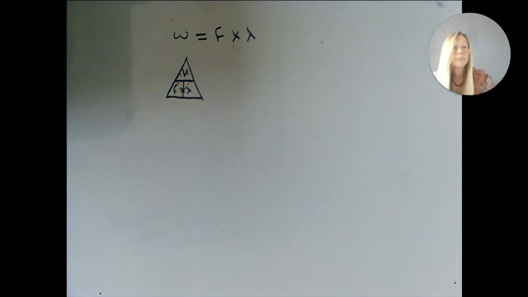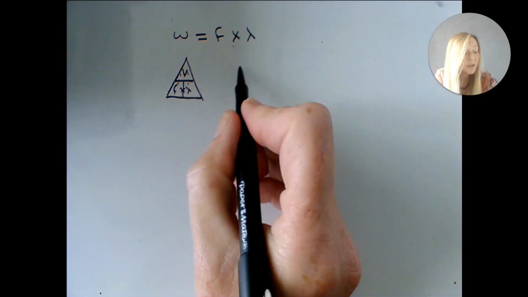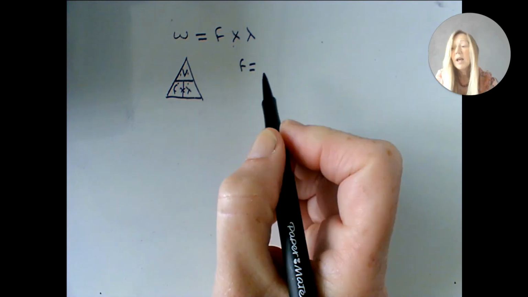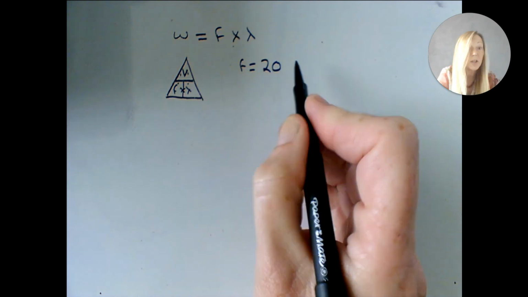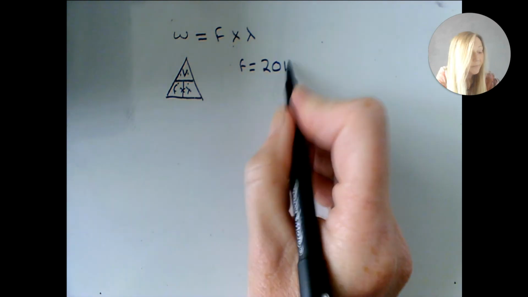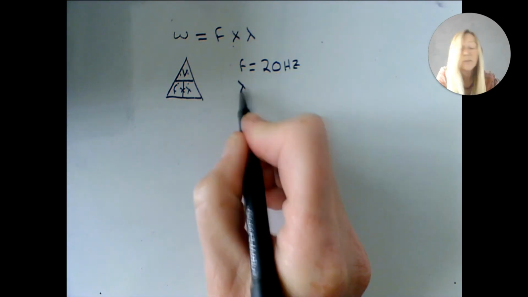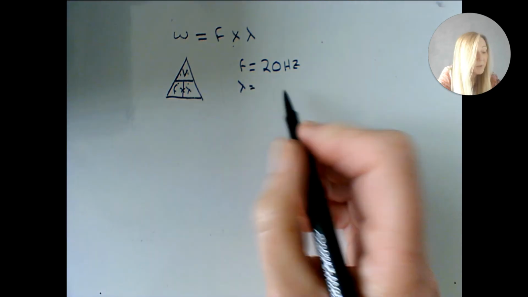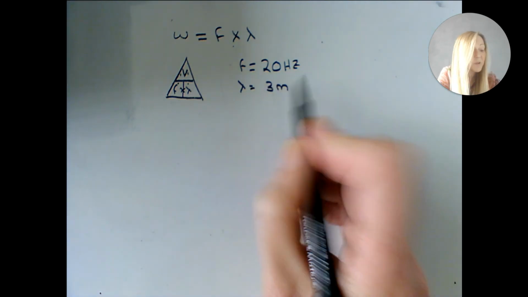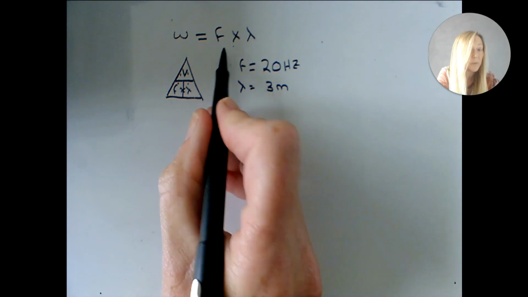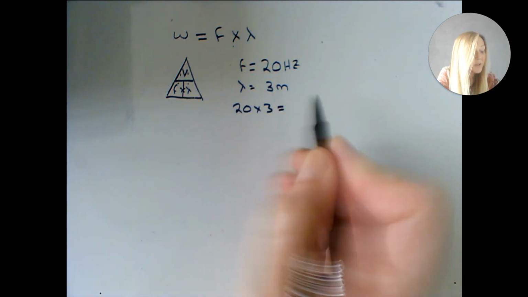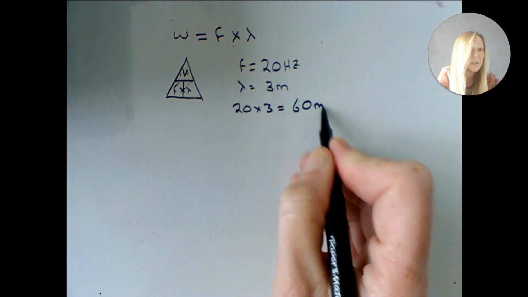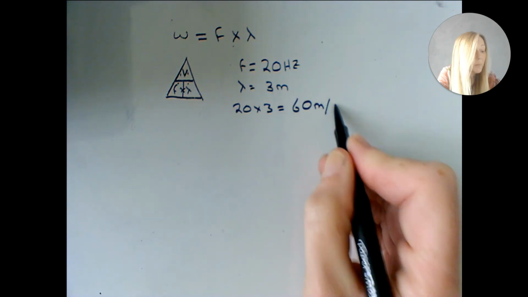For the first question, we write down the information they gave us. They gave us the frequency of 20 Hertz and the wavelength of 3 meters, so this is a straightforward plug into the equation. 20 times 3 will give us 60 meters per second, and make sure that you get your units correct.